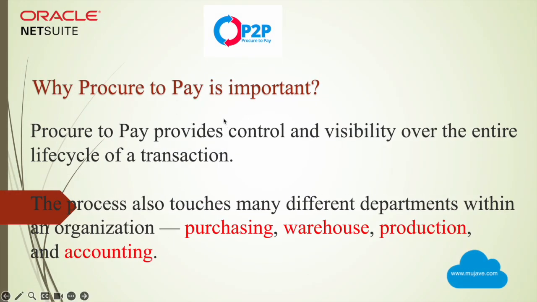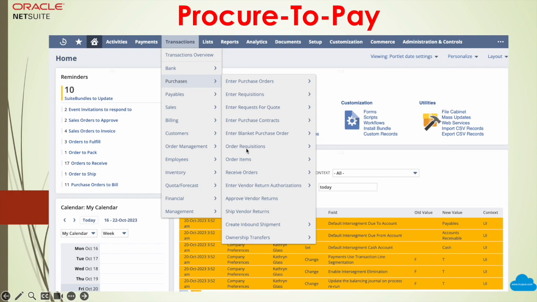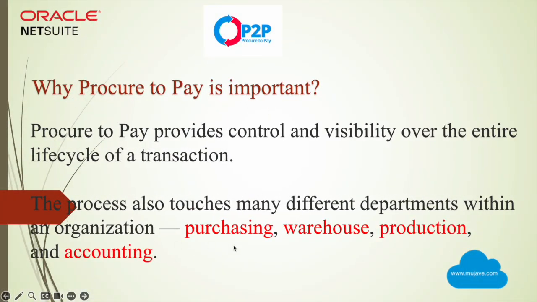Then, why procure to pay is so important? Procure to pay provides control and visibility over the entire life cycle of a transaction. This process also touches many different departments within an organization, such as purchasing, warehouse, production, and accounting.